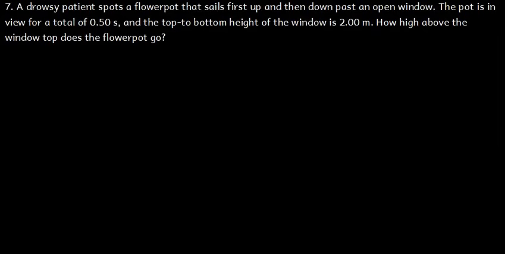here is our question 7, which is saying a draws patient spots a flower pot that sails first up and then down past an open window. The pot is in view for a total of 0.5 seconds, and the top to bottom height of the window is 2 seconds. How high above the window top does the flower pot go? Now let's come up with a free body diagram. So here is going to be our window.